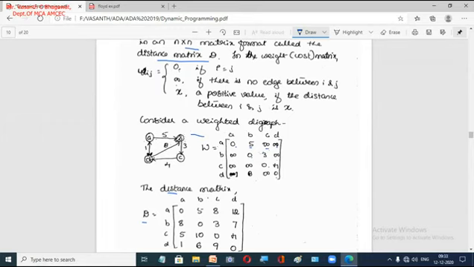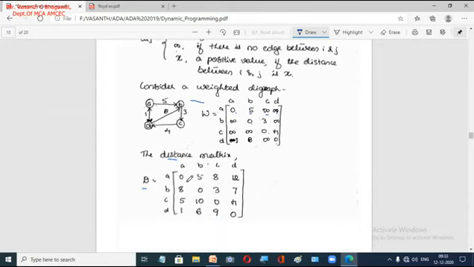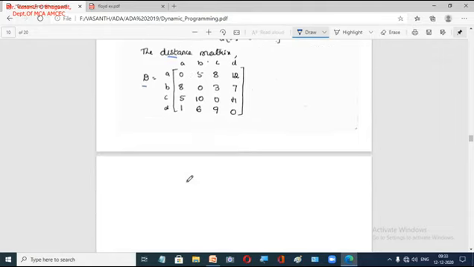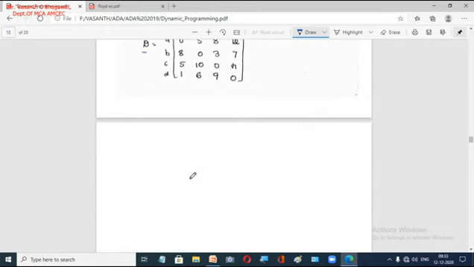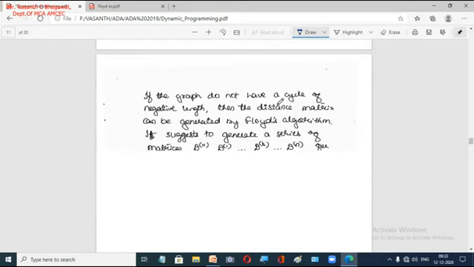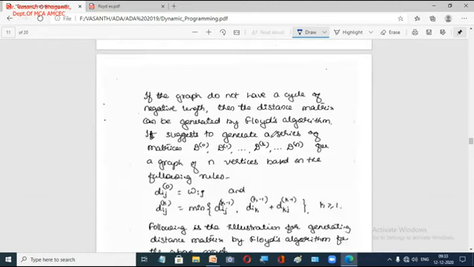If you consider B, from B to all the other vertices, what is the shortest path? From C to others, what is the shortest path? Like this problem, now we are going to use Floyd's algorithm in order to solve this particular problem. So now let us see how Floyd's algorithm works.